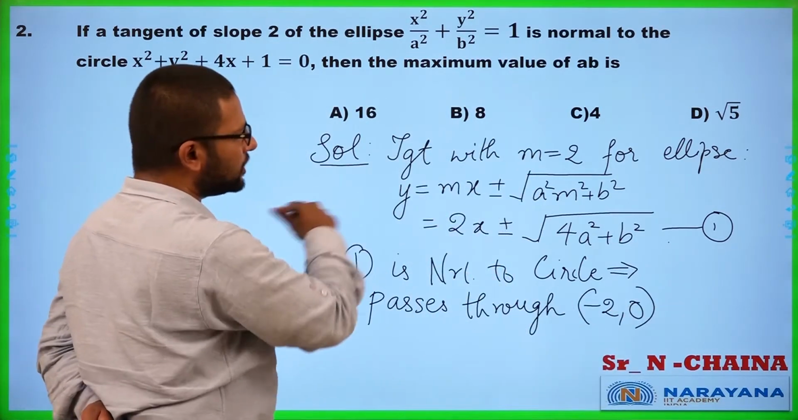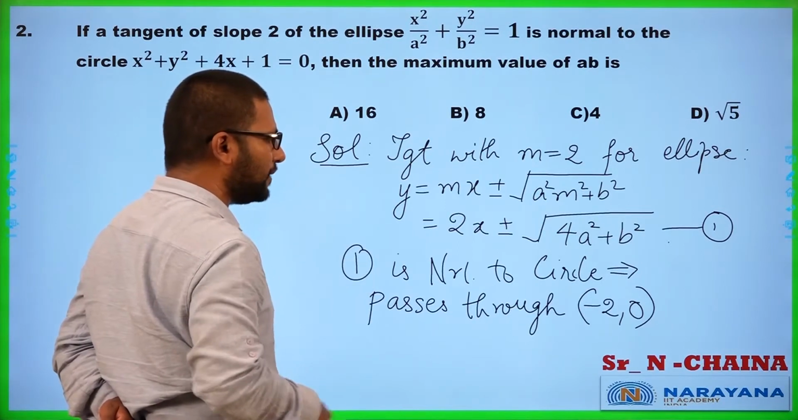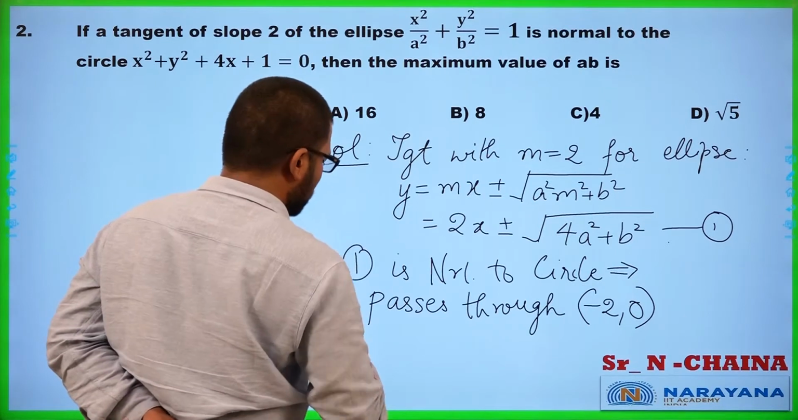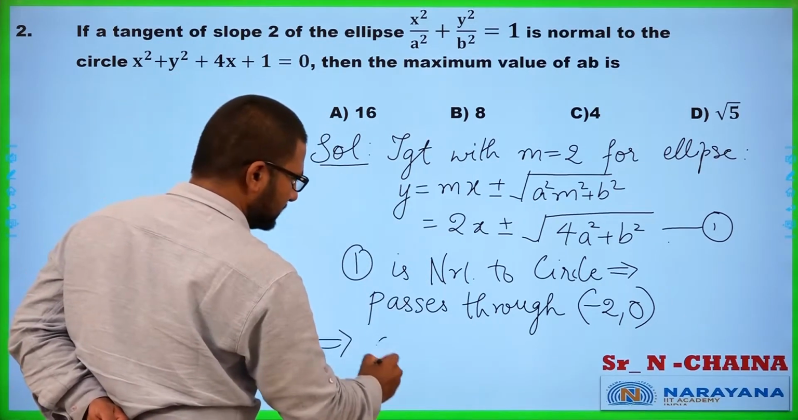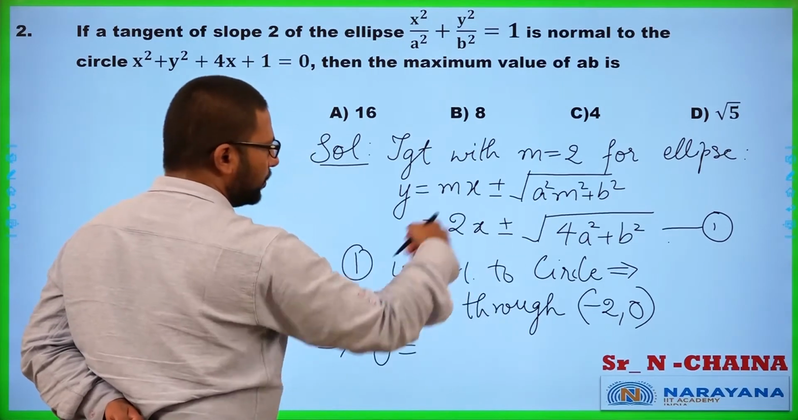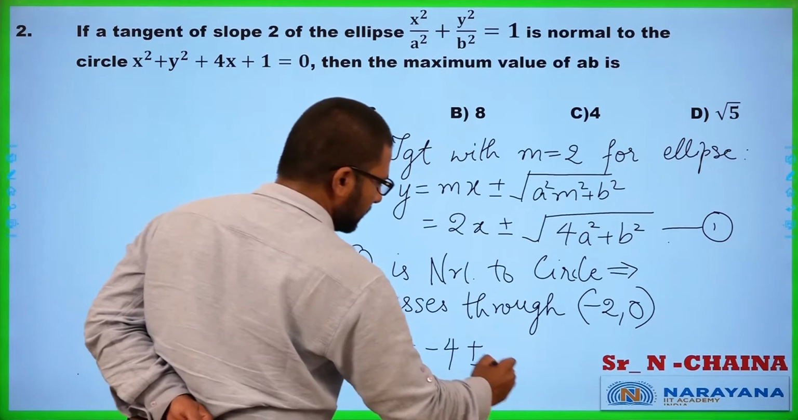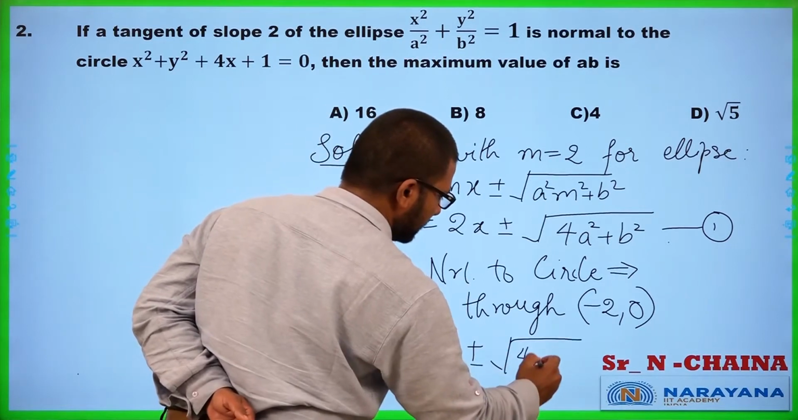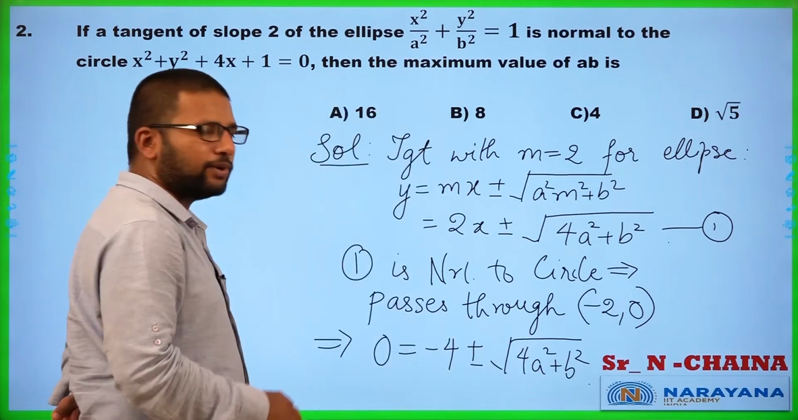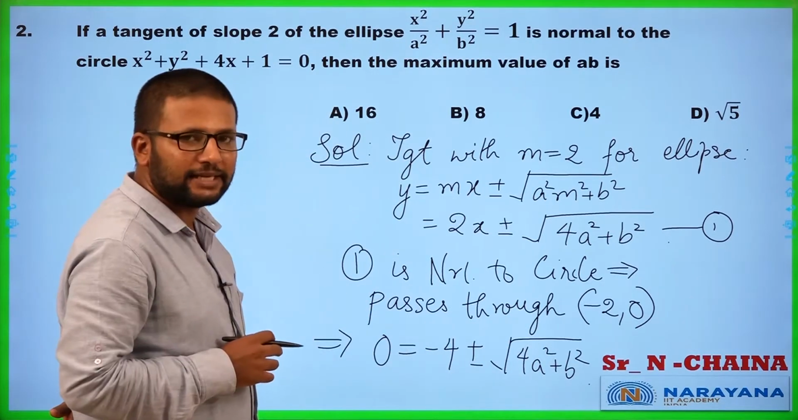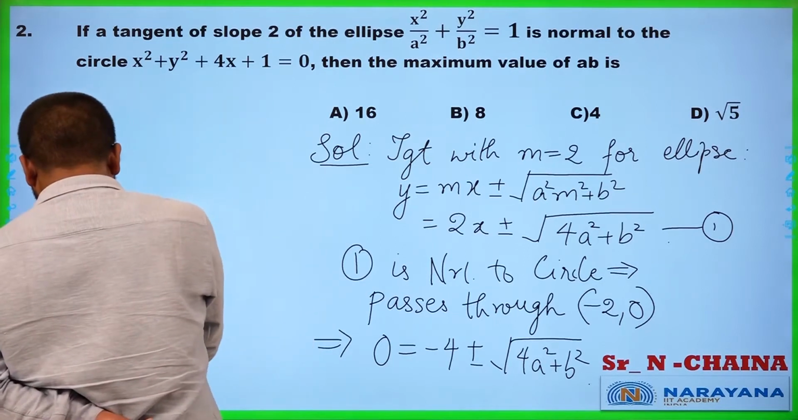So we have y equal to 2x plus minus root 4a square plus b square passing through minus 2 comma 0. Can we directly substitute it here? So we'll have 0 equal to 2 into minus 2, so minus 4 plus minus root of 4a square plus b square. Yes? So now we just need to simplify this expression. Alright? Okay, let us proceed.